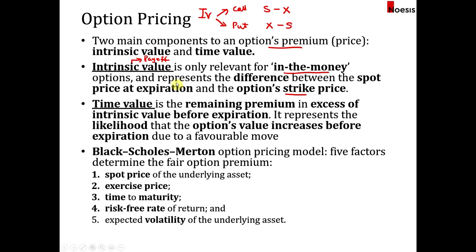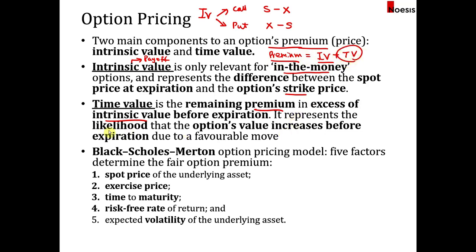And the remaining amount here will be the time value, which is the difference between the option premium and the intrinsic value. To illustrate that, the premium of the option is equal to the intrinsic value plus the time value. So once you have the premium, you minus the intrinsic value, and that leaves you with the time value.